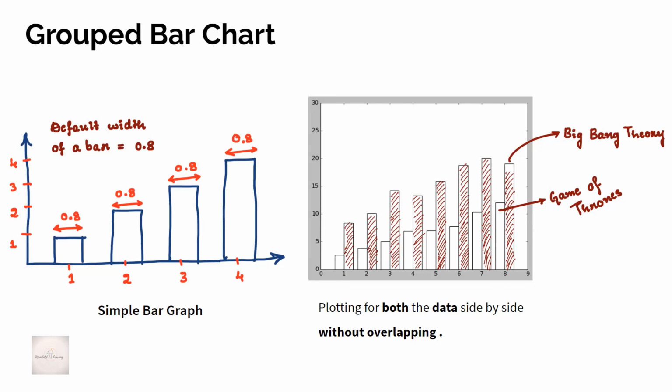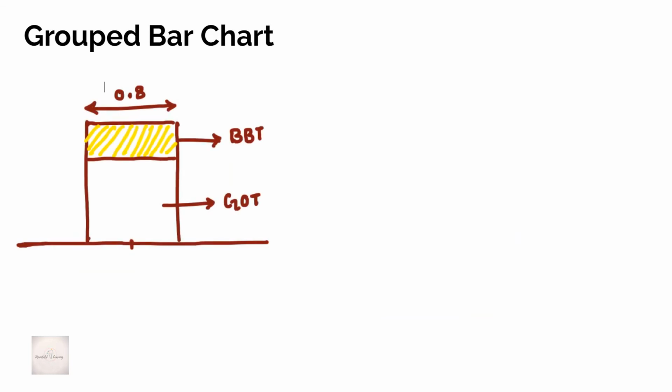That is by specifying the width. So now it is something like this: 0.8 for BBT and 0.8 for GOT. And it is overlapping over each other, and that's the reason we are not able to find the plot for this GOT. We can only find the plot for the BBT in our output.